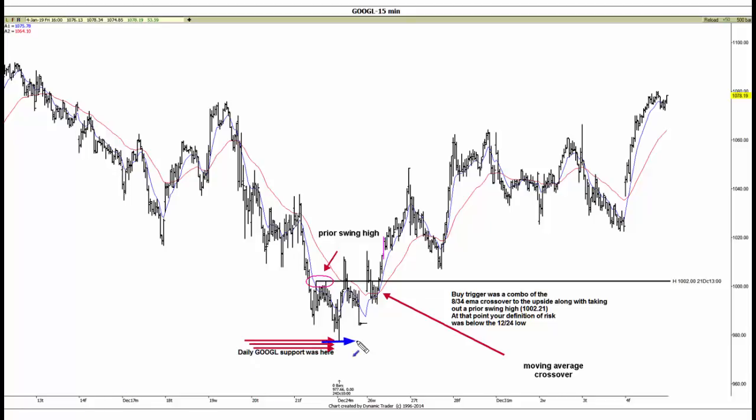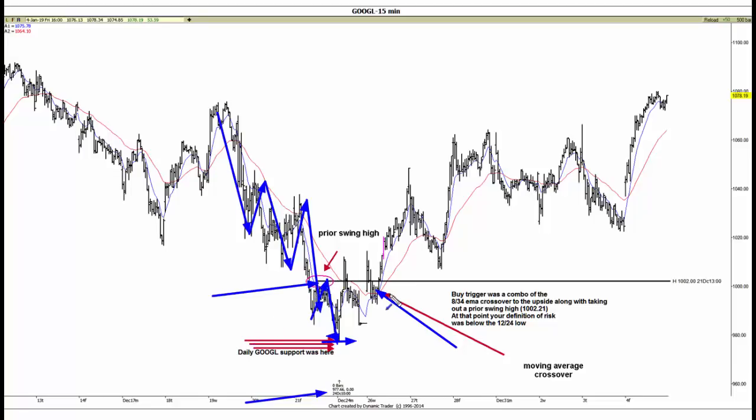So this is where we had the support and timing, because here's where the low was made on the 24th. And what happened? Well, what I want to see for the trigger is the 8/34 EMA crossover to the upside. And that's what you're getting right over here. Now, besides seeing that EMA crossover, I also want to see a shift in pattern. So in this case, where you had a pattern of lower lows and lower highs into the zone, I wanted to see that shift also. So what it needs to do to shift is to take out this prior swing high.